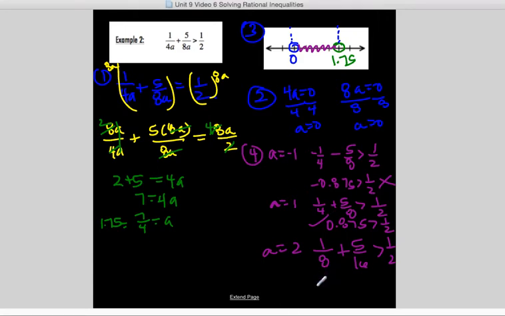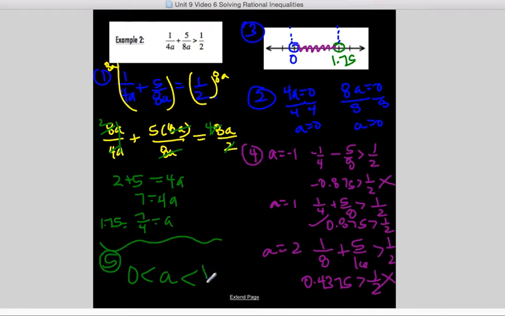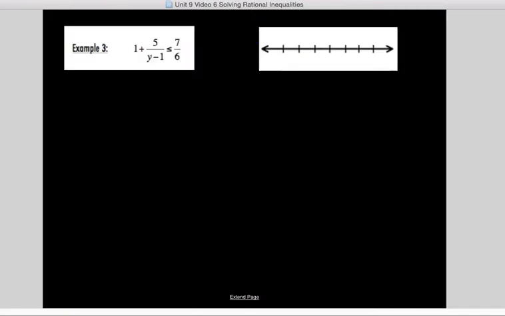Okay, just write this out. 0.4375, is that greater than 1/2? No. Okay, so my only solution is where it's shaded. So for step 5, we would write out our answer, which is 0 is less than a is less than 1.75. Okay, that is example 2. If you have any questions before we move on to example 3 and 4, let me know. Otherwise, let's go ahead and move on to example 3.